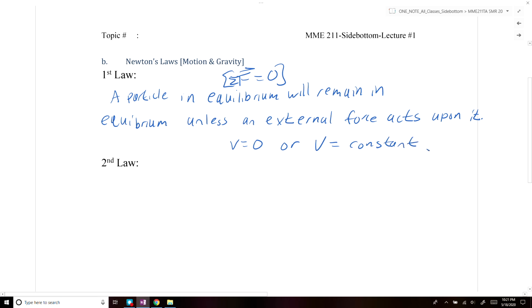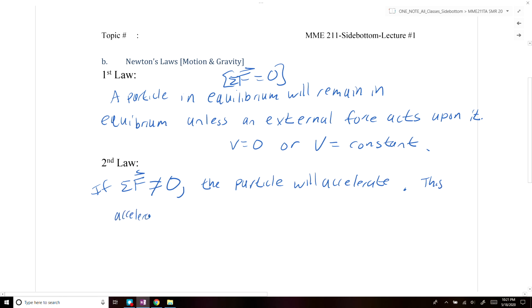Alright. So Newton's second law states that when the sum of the forces on a particle is unbalanced, so if the particle is not in equilibrium, so if the sum of all the forces acting on a particle does not equal 0, the particle will accelerate, and this acceleration is proportional to its mass and the applied force.